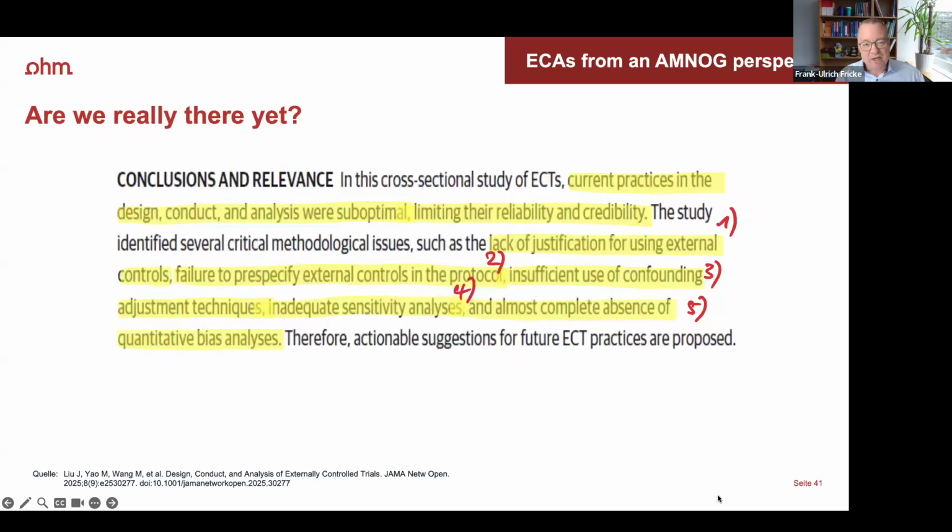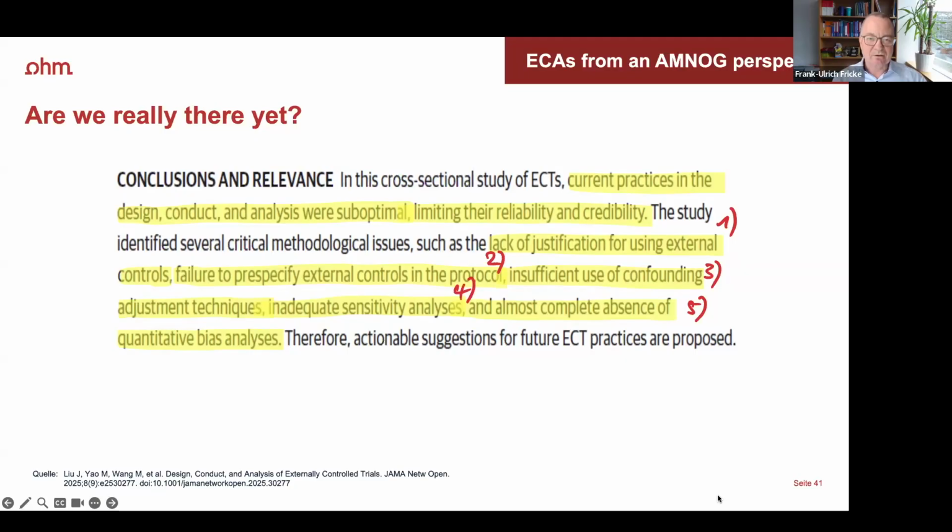Now, prior to my talk here today, I briefly looked into where are we, and I came across that systematic review by Leo et al. 2025, just published in JAMA. And what you can see is their conclusions here, which would create and support concerns on external control arms within an assessment.